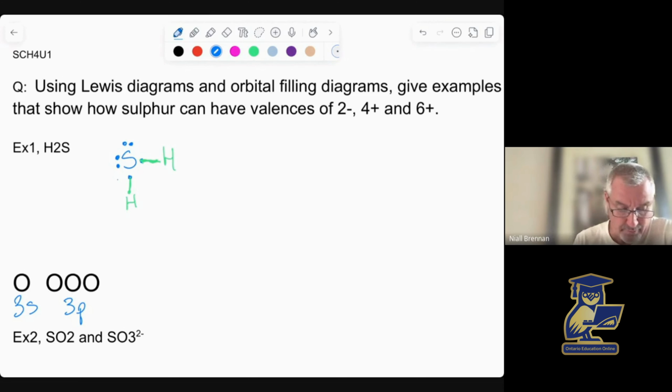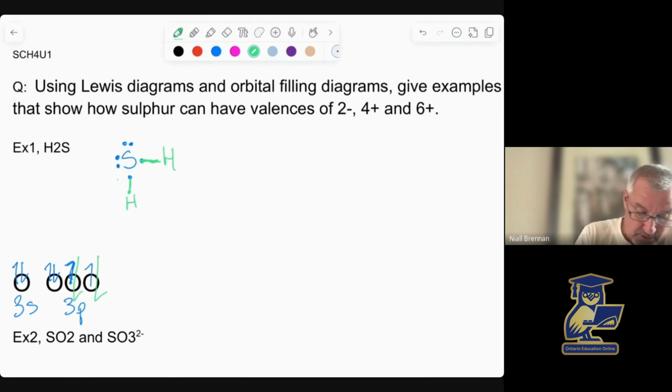3p orbital filling diagram. Orbital filling diagrams only use valence electrons. So sulfur would be 3s2 and 3p4, the valence electrons on sulfur. And we can actually complete this octet by throwing in a couple of hydrogens there. And you can see that we've got a nice octet right over there.